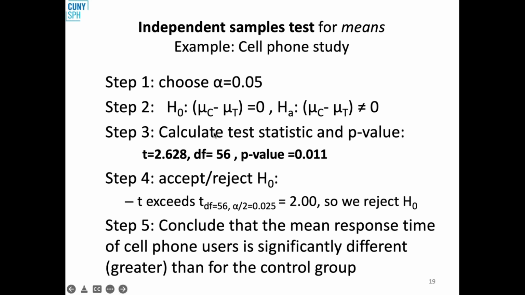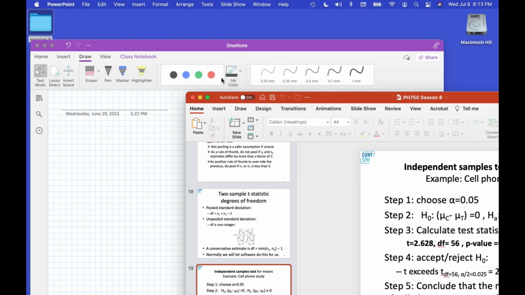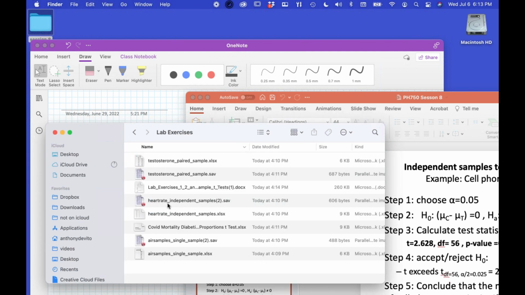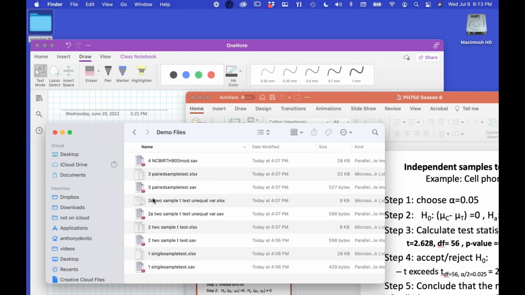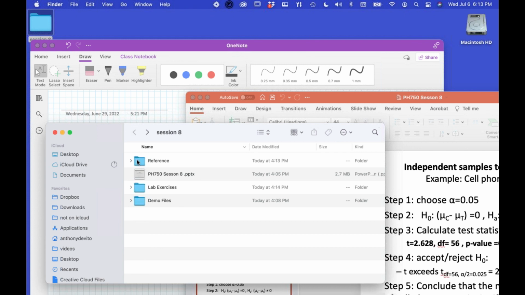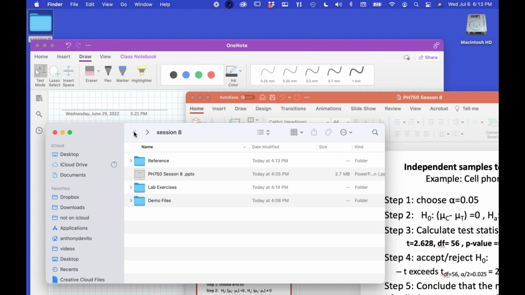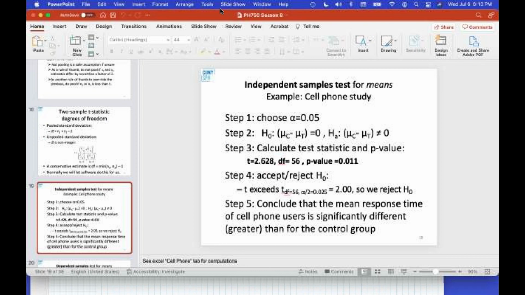Actually, I think there's data for this around somewhere. Do we have the data for this by any chance? Let me pop out here for a moment and see. Lab exercises, cell phone. Maybe we don't. How about this? Okay, I don't see it there. You guys look on Blackboard and let me know if you see it there. I don't know that it's necessarily there.